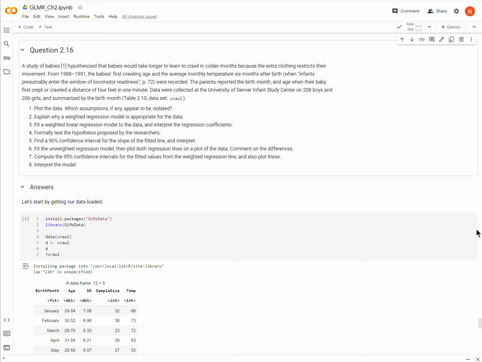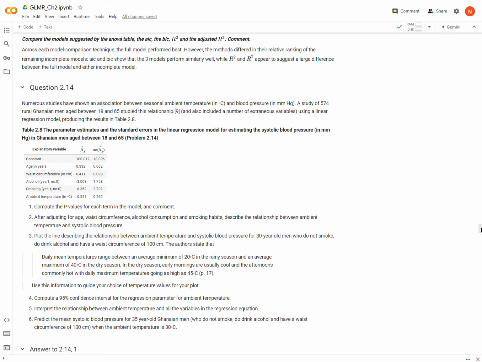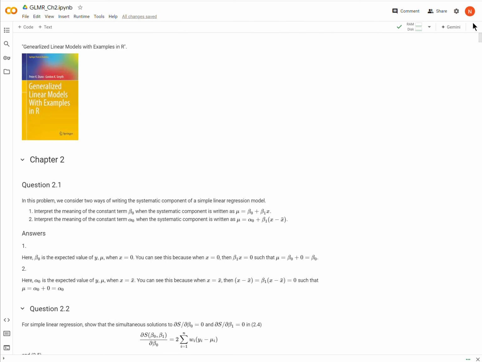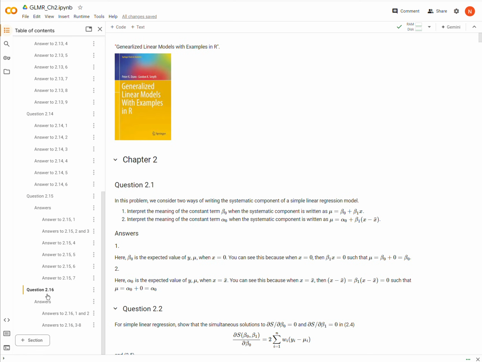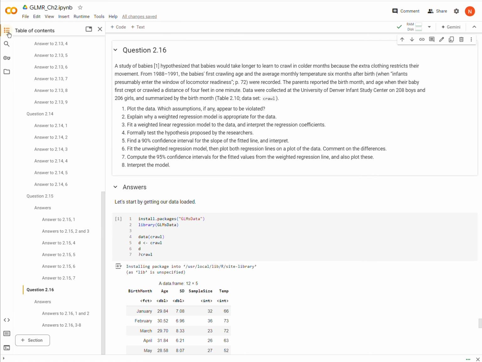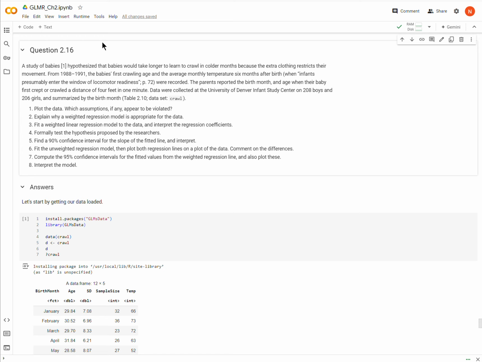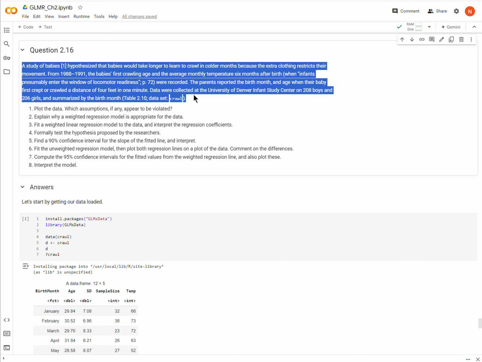All right, so we are in Generalized Linear Models with Examples in R, and we are still here in chapter 2. A lot of questions here, a lot of multi-part questions that take a while to put together. So it's a multi-parter, and we'll go through them one at a time. But here's the question.